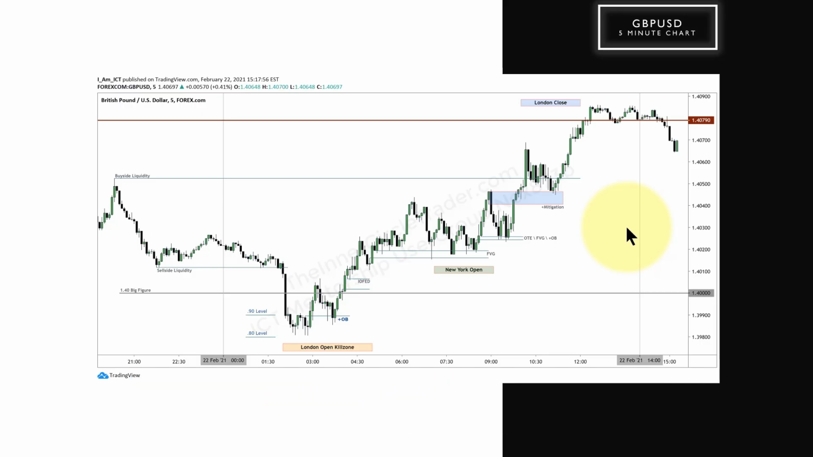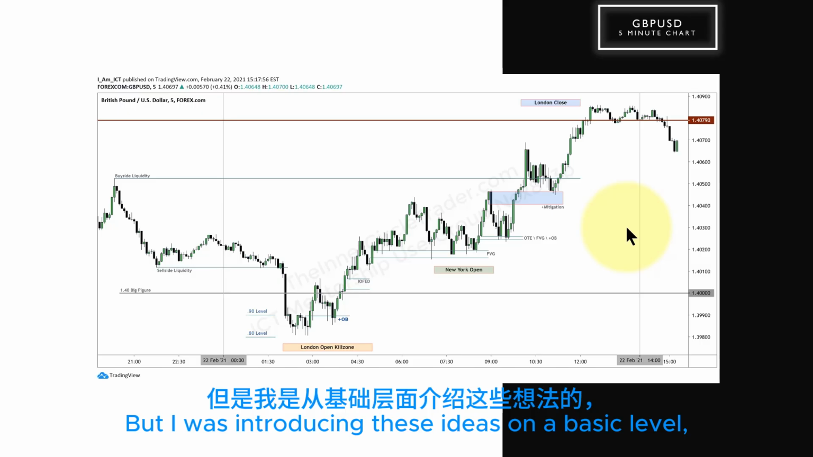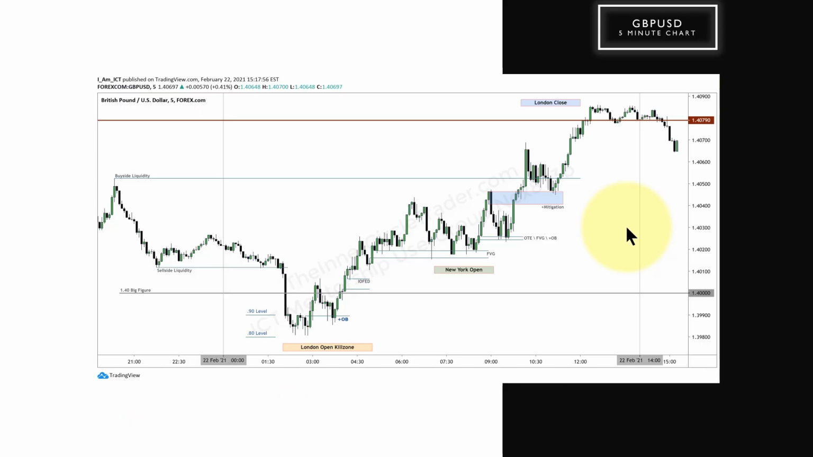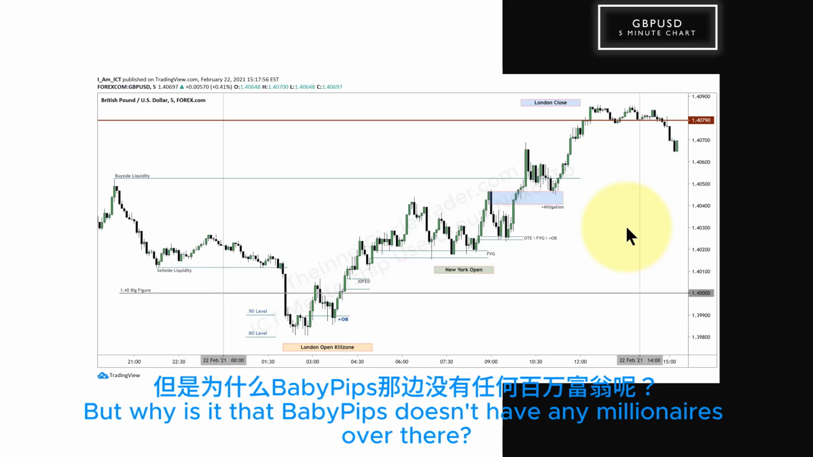There should be all kinds of people on Baby Pips showing those things. You see what works. You see it. But I was introducing these ideas on a basic level, and that is enough to make money. But why is it that Baby Pips doesn't have any millionaires over there?